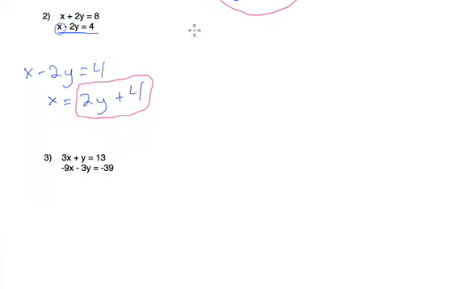So when I rewrite this equation, I'm going to substitute something in for x. I'm going to add 2y, and that equals 8. What does x equal? x equals 2y plus 4. I've got parentheses. Do I distribute? Technically, there's like an invisible 1 there, and 1 times anything is itself. So since it's positive, everything's just going to stay the same. So 2y plus 4 plus 2y equals 8.